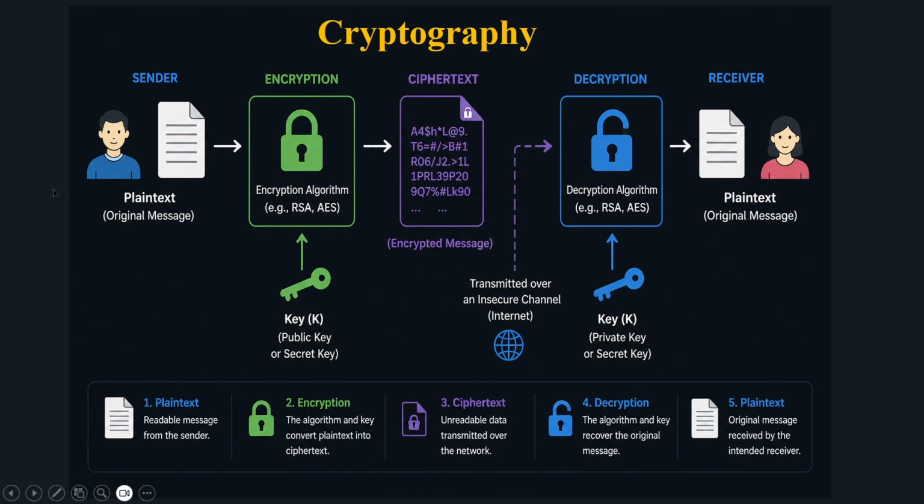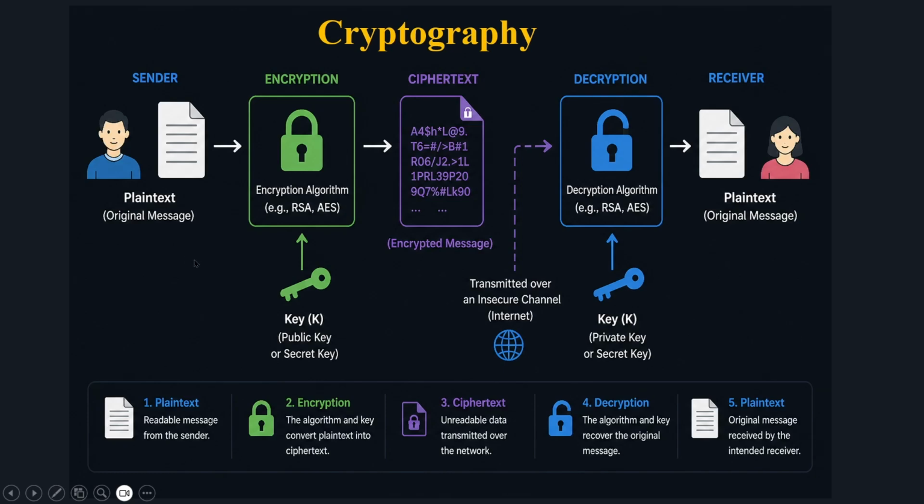Here we can see the sender and receiver. The sender wants to communicate with the receiver. Here plaintext is the readable message from the sender. Encryption: the algorithm and key convert plaintext into ciphertext. Ciphertext: unreadable data transmitted over the network. Decryption: the algorithm and key recover the original message. Here plaintext is the original message received by the intended receiver.